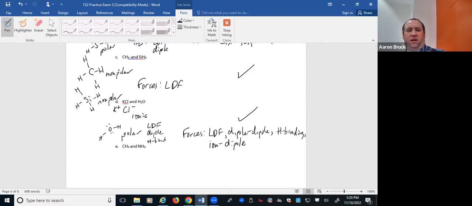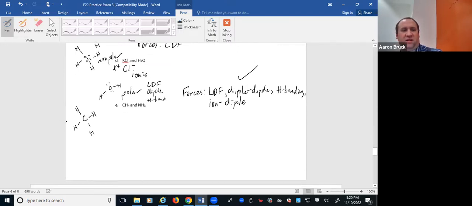For the last one here, we've got methane and ammonia. We've already drawn these structures. I'm just going to draw them again so we don't have to scroll. He said as he scrolled. We've already established this is nonpolar and this is polar.